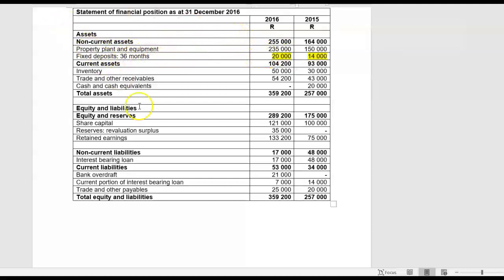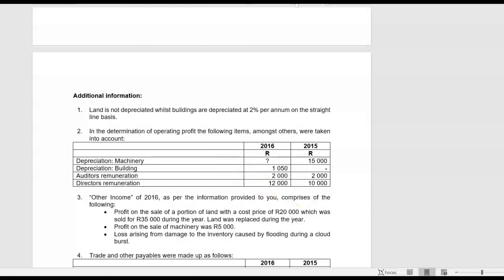Don't forget that one. Current assets, inventory, trade and other receivables, cash and cash equivalents. Then on the equity and reserve side, share capital, reserves, revaluation surplus. Look there, that's the first time that we have something like that. So obviously we had some land or something that was revalued. Retained earnings. Non-current liabilities, interest-bearing loan. Current liabilities, bank overdraft, current portion of interest-bearing loan, trade and other payables, and then total equity and liabilities.